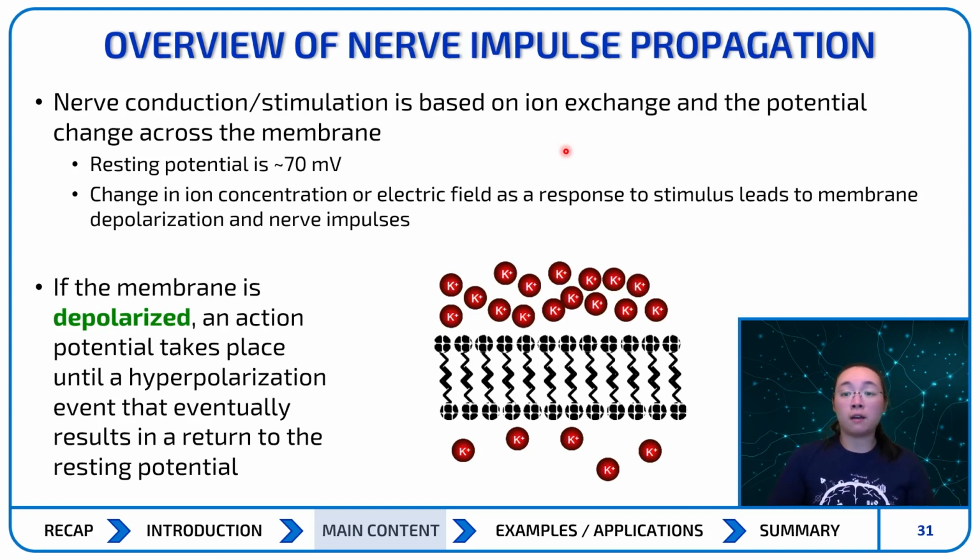The change in the ion concentration or the electric field as a response to stimulus leads to membrane depolarization and nerve impulses. I'll go through all of that in a lot more detail in a bit. If your membrane is depolarized, an action potential is going to take place until a hyperpolarization event results in overshooting that threshold and allowing it to slowly return to its resting potential.